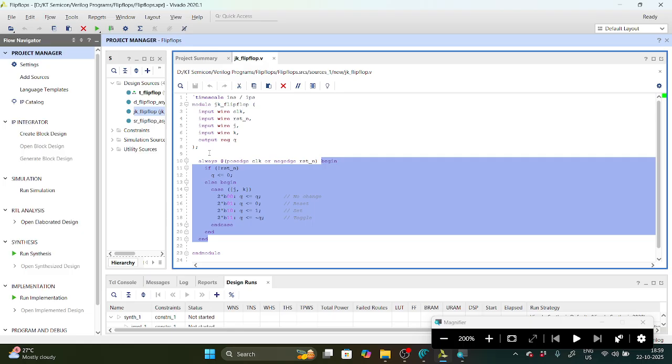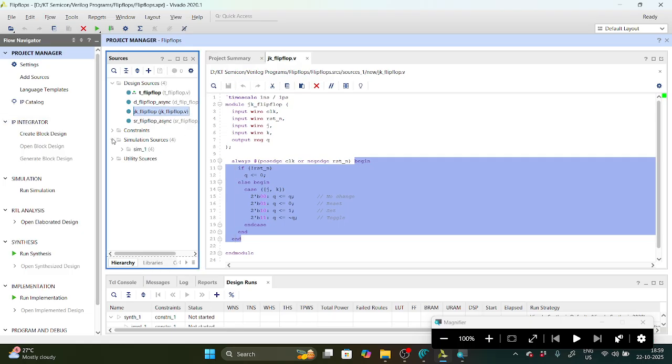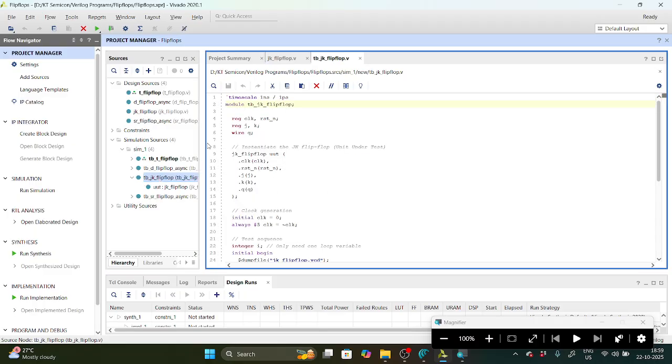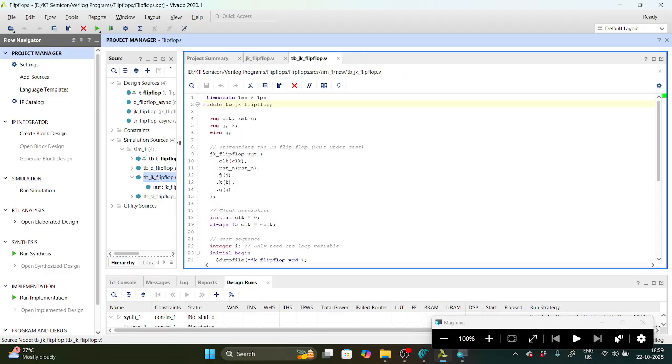And if it is a test bench, I wrote it in the simulation. See here, I wrote in the simulation TB JK flip-flop. So in the test bench there will be 5 steps. First, module, the test bench, this is the test bench name, TB_JK_flip_flop. Whatever the input variables are, I need to initialize with reg data type: reg clock, reset_n, and reg j and k. And output I need to initialize with wire data type, wire q.